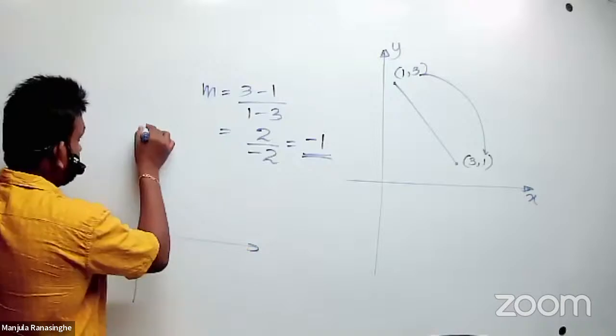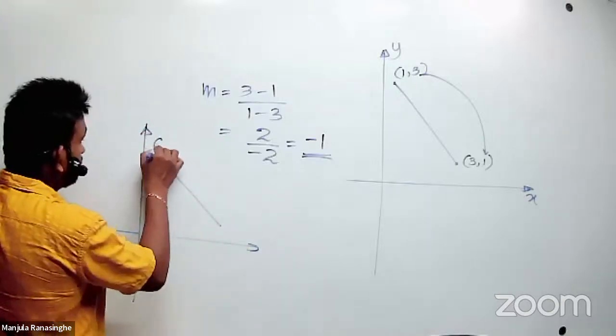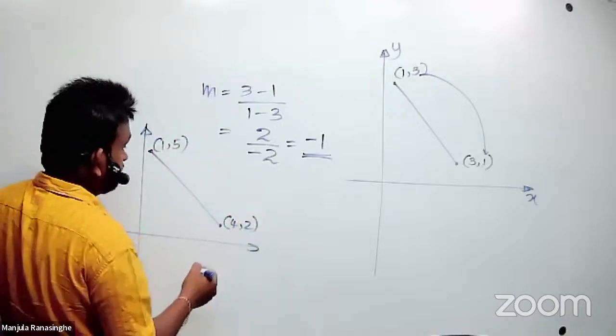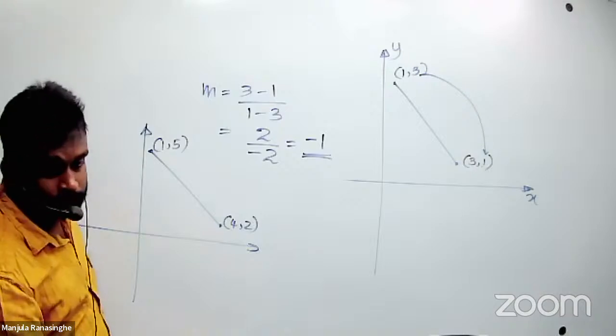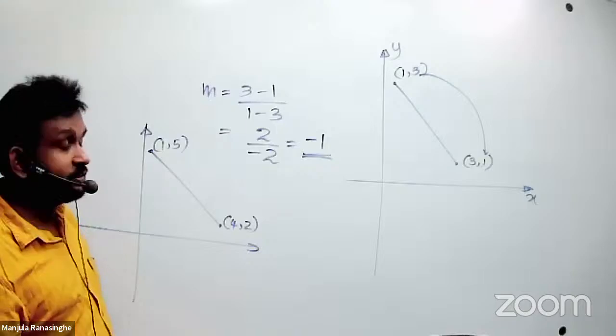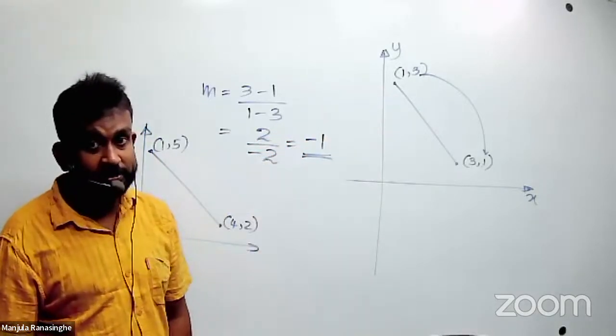We can do this one. This is the straight line through 1, 5 and 4, 2. 1, comma 5 and 4, comma 2. Right, find the gradient. You can look into the past papers later and you will see that this type of question appears in the new syllabus, to find the gradient.